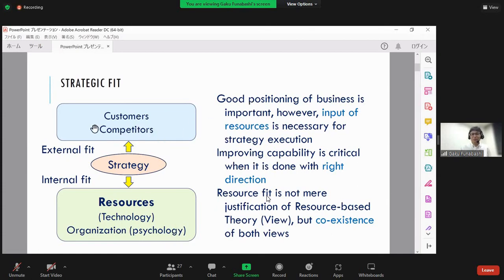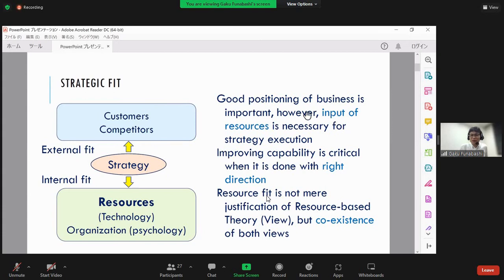Now, we talked about the positioning when we discussed competitors. Good positioning of the business is important, as Michael Porter said. However, input of resources is necessary for strategy execution. You can imagine your president makes a strategy. For the implementation, what does he or she need? Of course, they need you as human resources who do something, and they need some money for implementation. They need material for producing something.